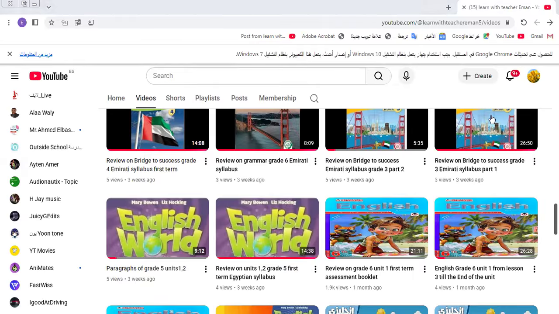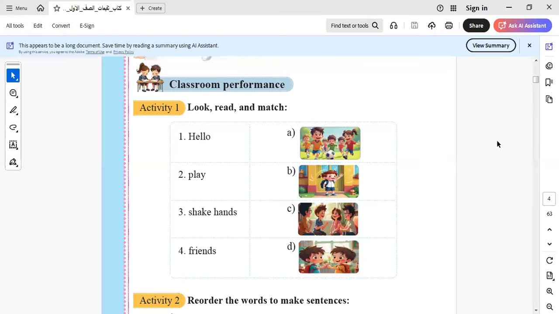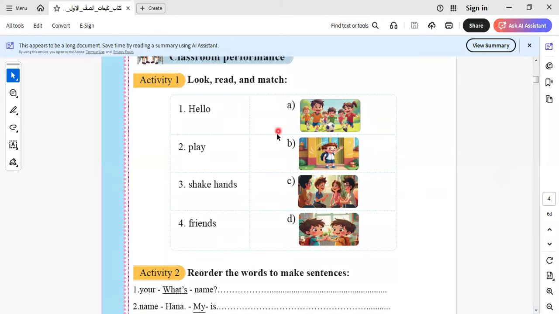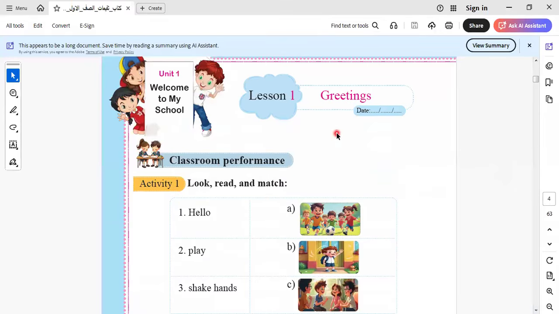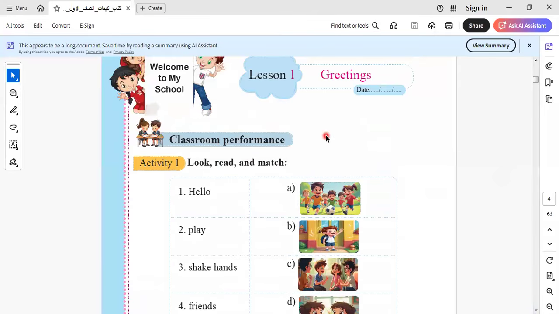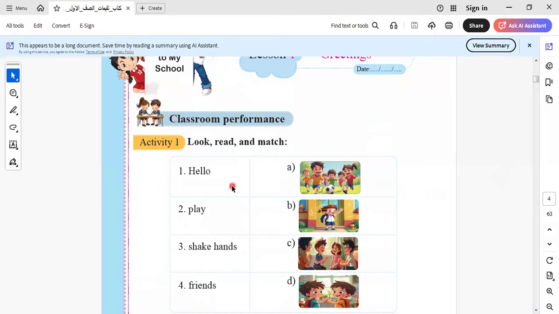Let's go to our review today. Today I will make a review on what we learned during this term. Let's do it together. Here we have this from the assignment book. This is the grade 1 assignment book. You can follow me by this book. This book is with your textbook. You can follow me if this book is available with you.